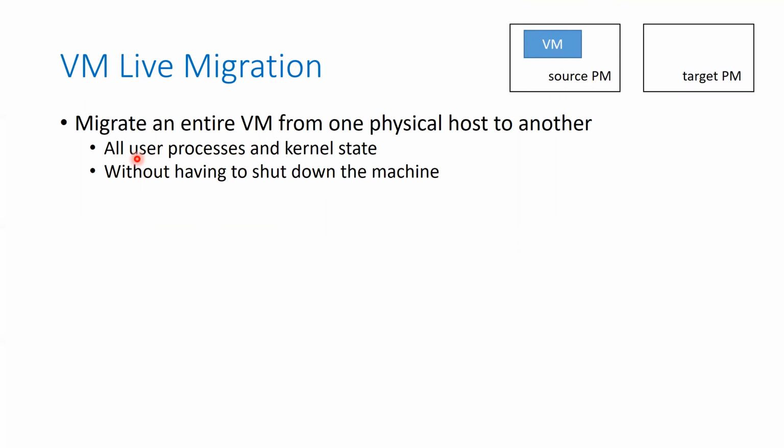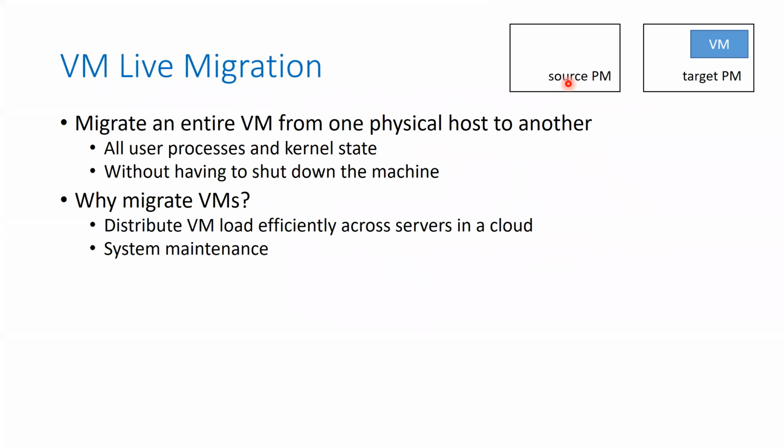So we will migrate all the user processes as well as the operating system, everything from one physical host to another. So why is this needed? Why is this functionality needed? It is needed for many reasons. For example, in a cloud, you have many VMs on a physical host and somehow there's overload of that machine. So you might want to shift VMs to another machine.